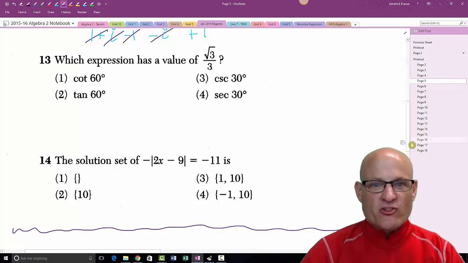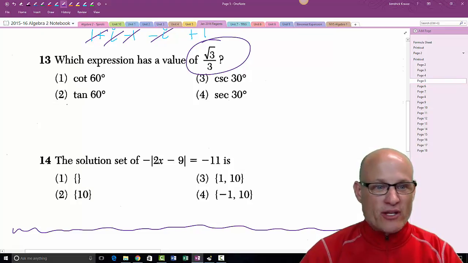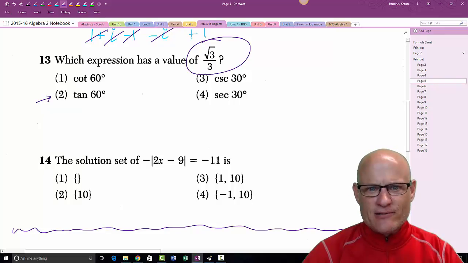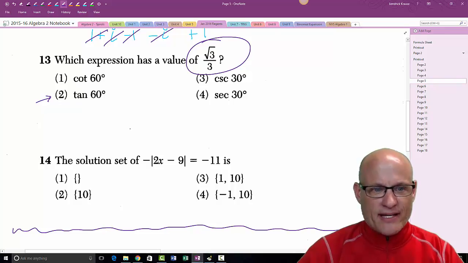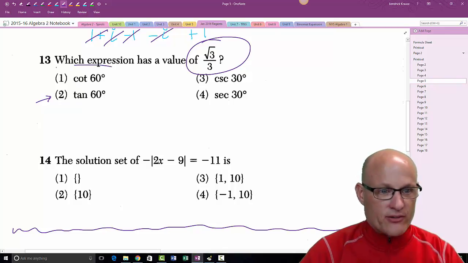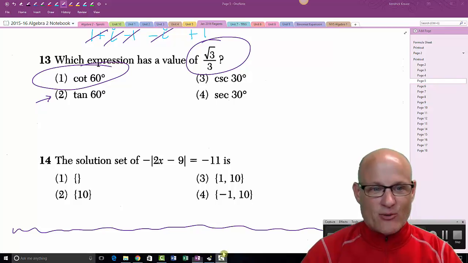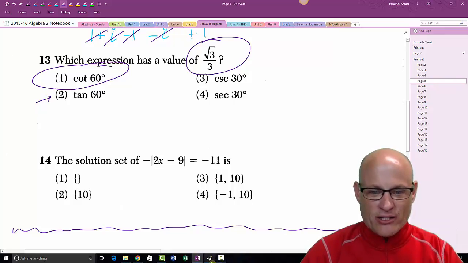Which expression has the value of the square root of 3 over 3? This is a tangent. So more than likely, it's the tangent of 60. Let's think about that. Maybe not. I don't think so. I believe this is the answer. I'm 100% sure this is the answer. But how do I check that? How do I use my calculator to check that?